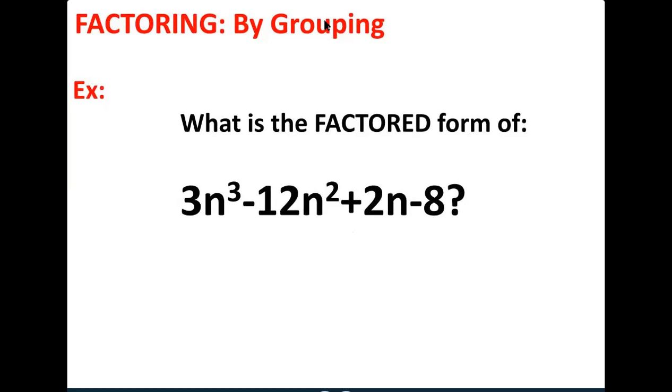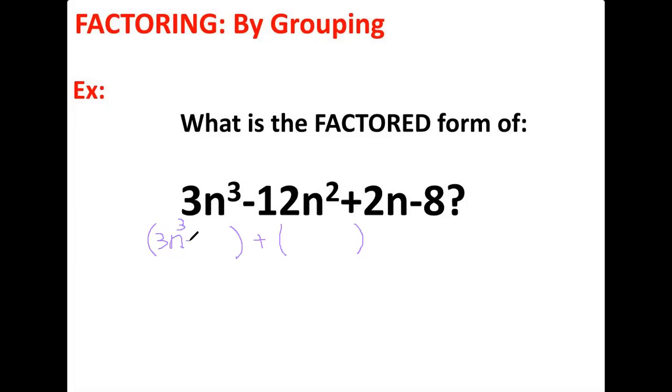We will divide, as I said, we will put the first one. This is the first group, and this is the second group. I can choose first and second together. So I have 3n to the power of 3 minus 12n to the power of 2. So this is the first group.